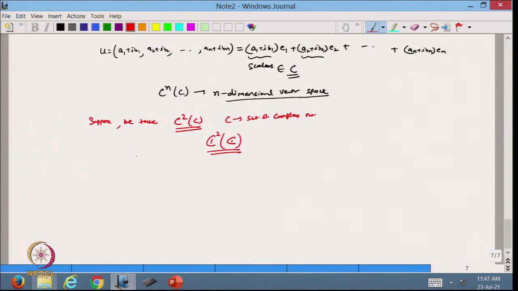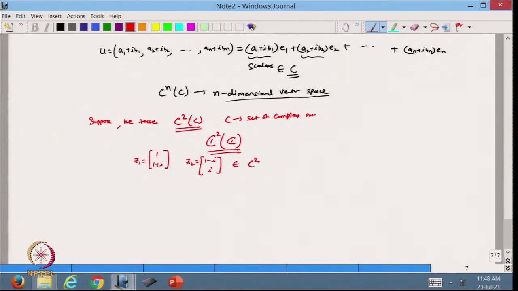Let me take some vectors. Let us take Z1, a vector I am taking from here, and suppose this is (1, 1 plus i). Z2 I take as (1 minus i, i). So, this belongs to C2.